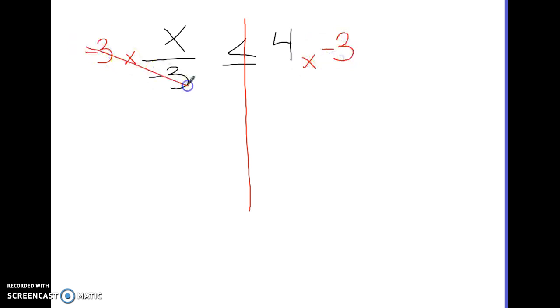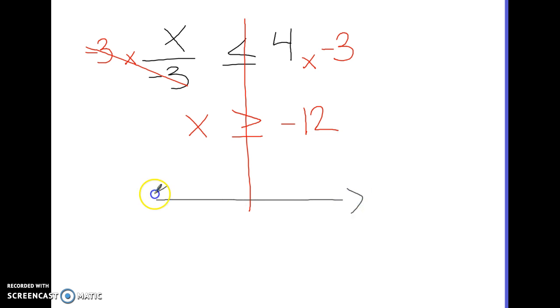These will make a zero pair. I will be left with x. Since I am switching from a positive to a negative, I also have to switch my inequality. It previously was less than or equal to. It is now going to be greater than or equal to. When I take a positive times a negative, I get a negative. And 4 times 3 is 12. So my answer is x is less than or equal to negative 12.